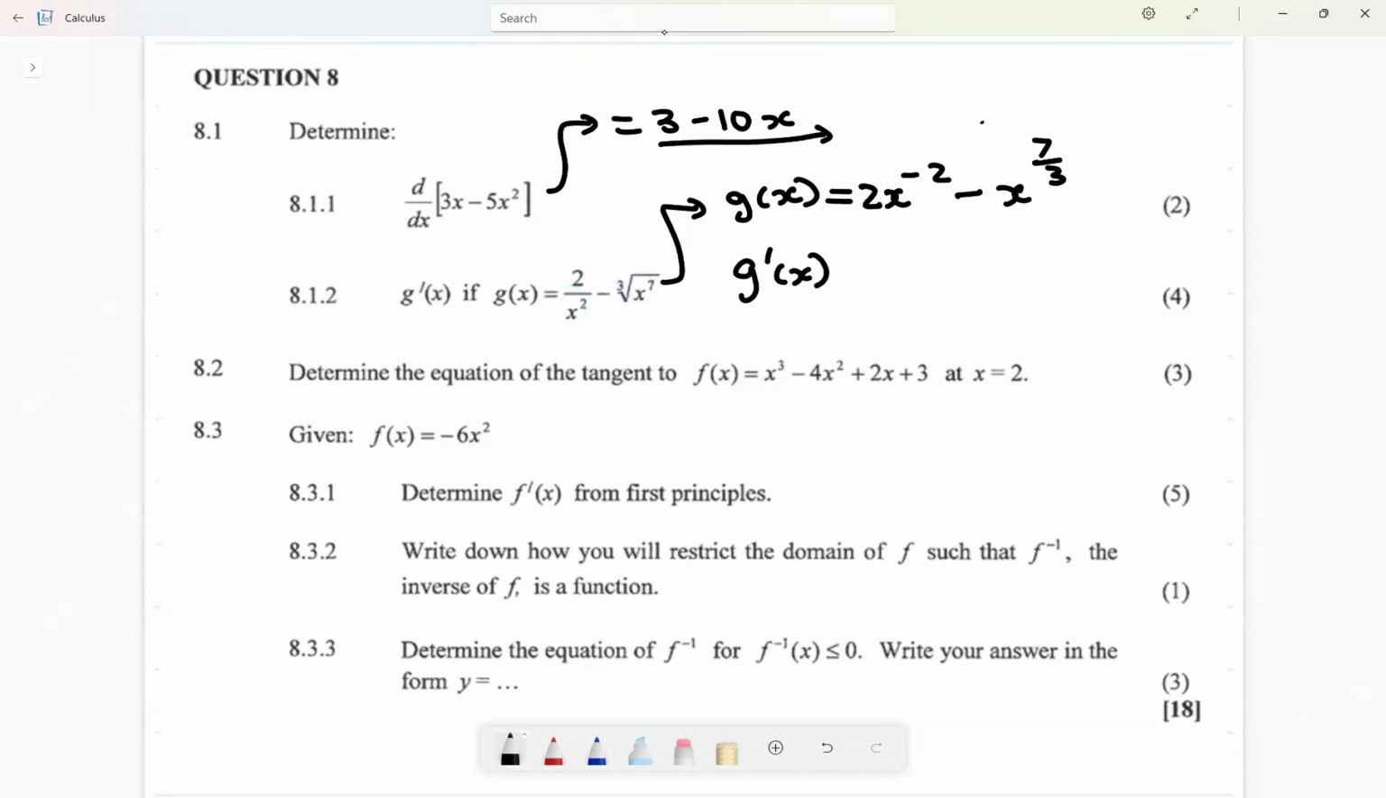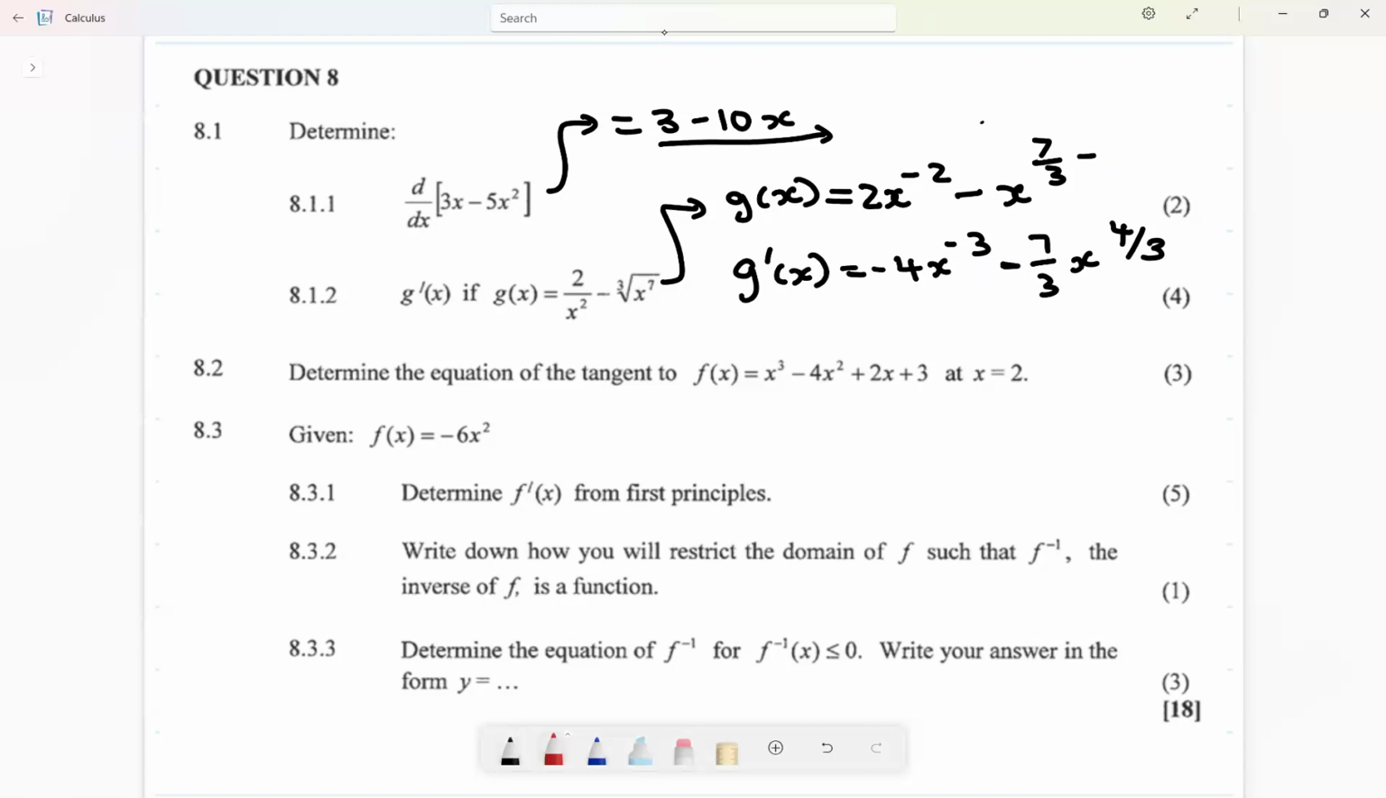And then negative 2 multiplied by 2 is negative 4x. And then negative 2 minus 1 is negative 3. Please use your calculator if you're not confident. And then 7 divided by 3 multiplied by negative 1 here is just negative 7 divided by 3x. And then 7 divided by 3 minus 1 here is the same as saying minus this divided by this. It's going to be 4 divided by 3. So that's basically that. Easy, isn't it?